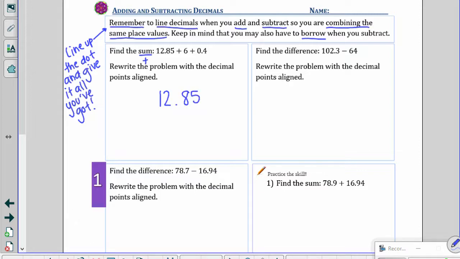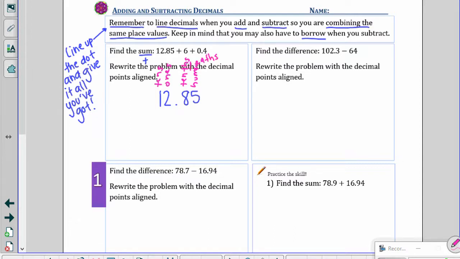Let's talk a little bit about the place value here. The 1 is in the tens place. The 2 is in the ones place. The 8 is in the tenths place. Notice it has this TH on the end. And the 5 is in the hundredths place.